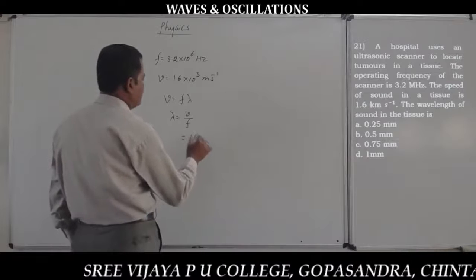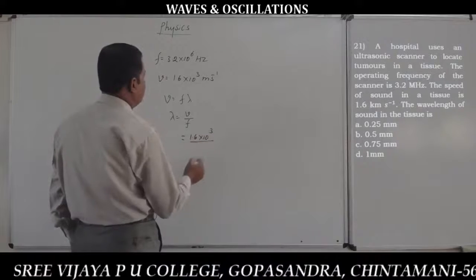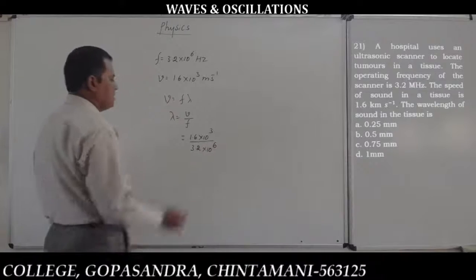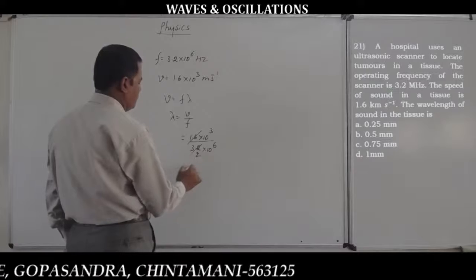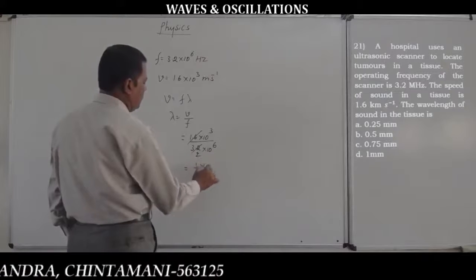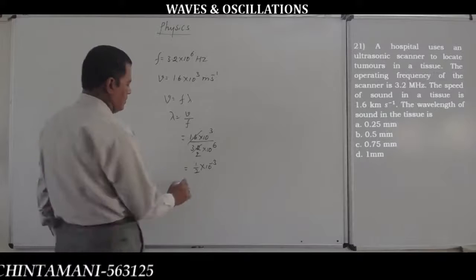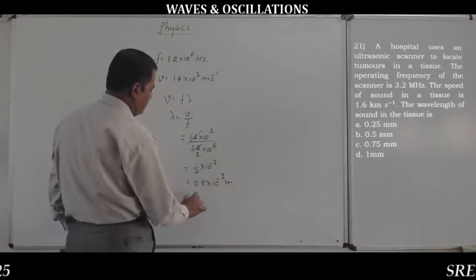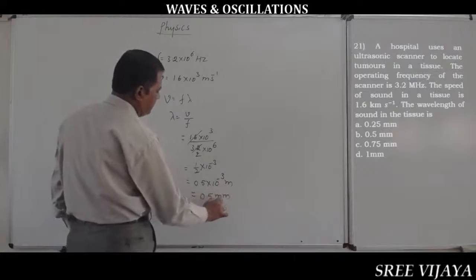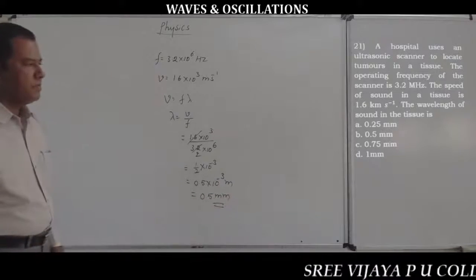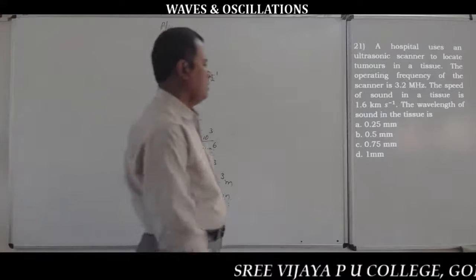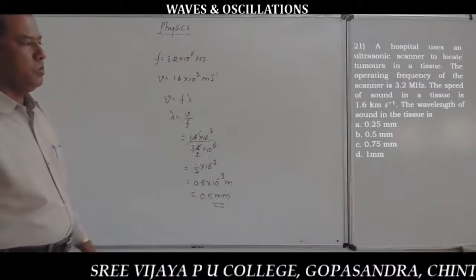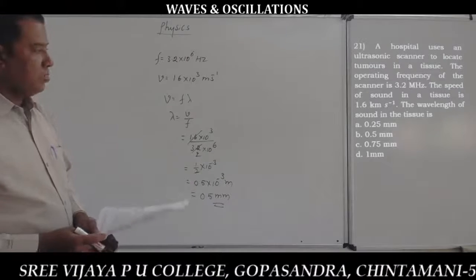V is 1.6 into 10 power 3, F is 3.2 into 10 power 6. 1 by 2, so you get 1 by 2 into 10 power minus 3. 1 by 2 is 0.5 into 10 power minus 3 meter, or it is 0.5 millimeter. So therefore the correct option is B. It is 0.5 millimeter. That is the wavelength of sound in the tissue. 0.5 millimeter, option B.